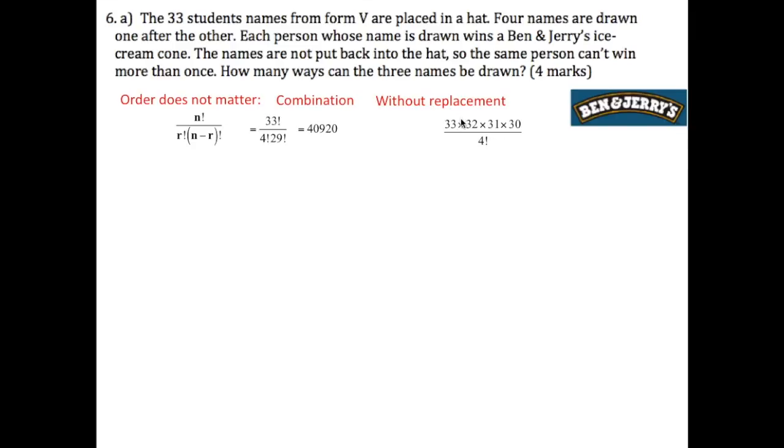So in this case, we have 4 people, right? We don't care about the order of them. So we're going to divide by 4 factorial. Either way, you're going to get this number.